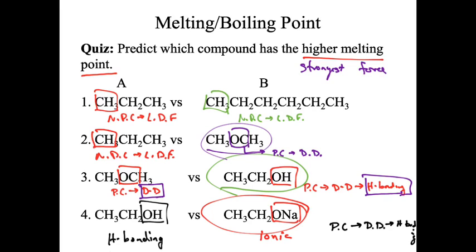So what's the answer? Which one has more force? We're going to melt at the same temperatures. They're going to have the same type of force, but 1B has more forces to break.